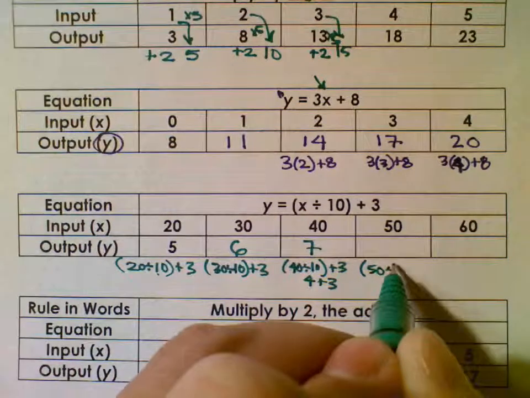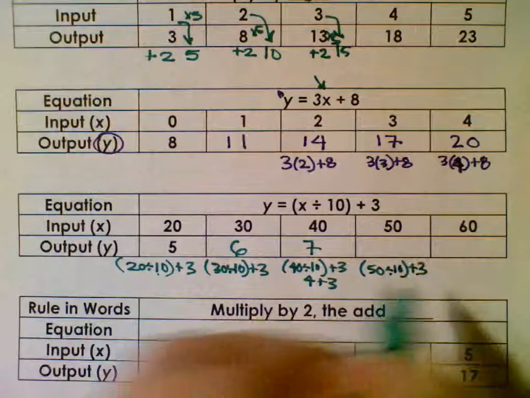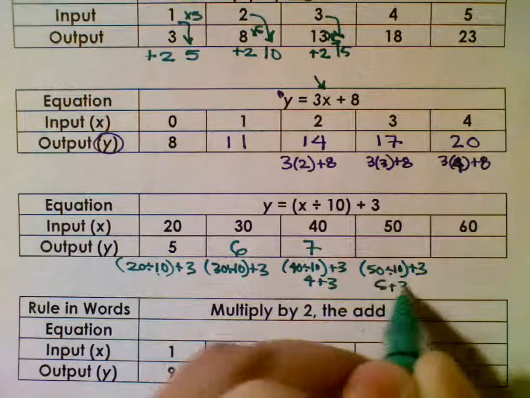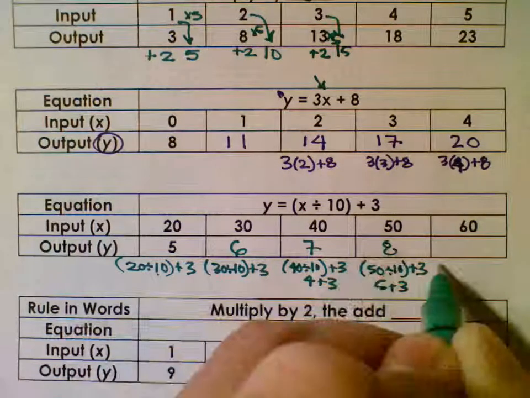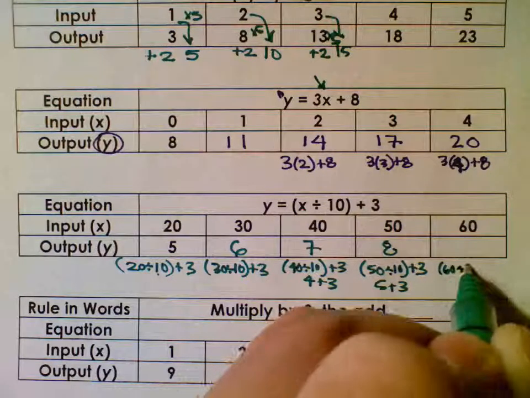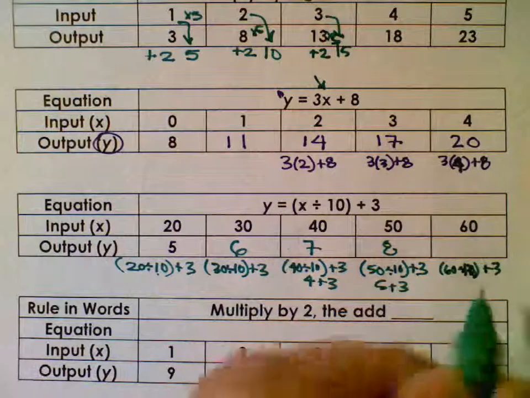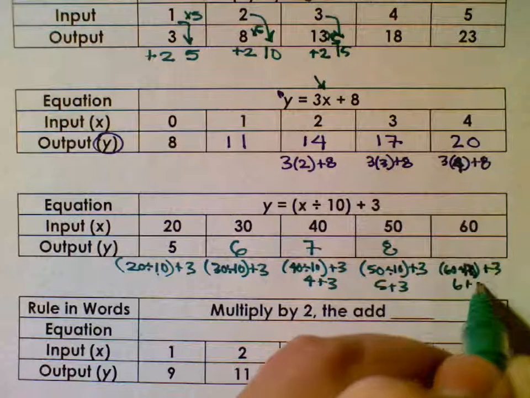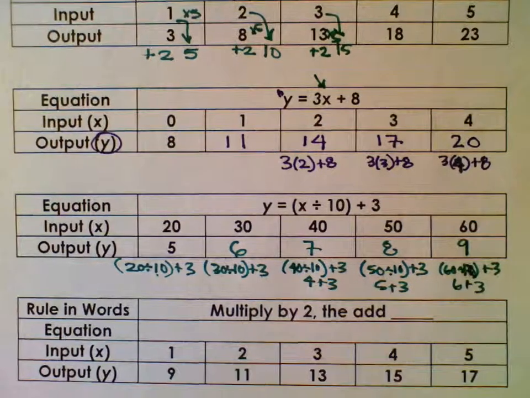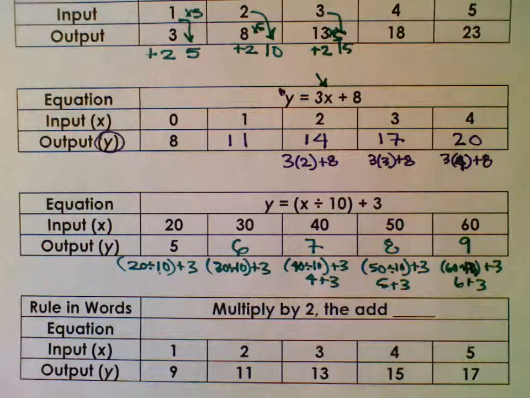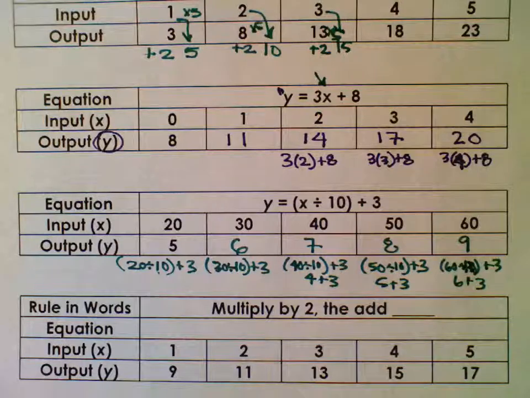50 divided by 10 plus 3. 50 divided by 10 is 5 plus 3 is 8. And 60 divided by 10 plus 3. Oh, I did it again. 60 divided by 10 plus 3, 6 plus 3 would be 9. Okay, so we got a nice little pattern here. 5, 6, 7, 8, 9. All right, so that's those.